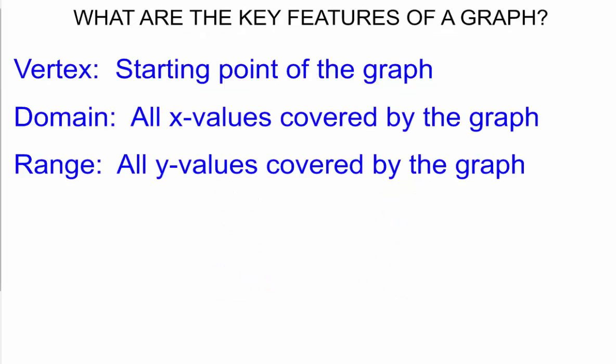We also must be able to identify key features of a graph. There are 3 things that we're going to need to be able to identify by the end of this learning target. The first thing is the vertex. The vertex is that starting point of the square root graph. Domain and range are 2 vocab words we've looked at before. Domain, remember, is all the x values covered by a graph, and the range is all the y values covered by a graph.